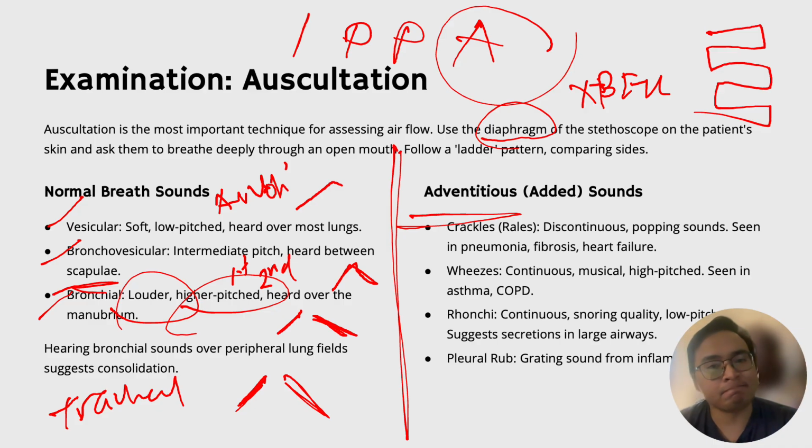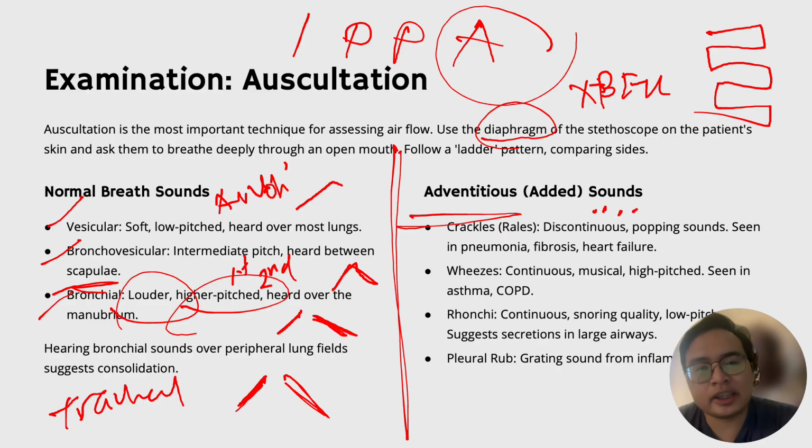Now that you know what's normal, you should also learn to identify what's abnormal, adventitious, or added. There are many different types, but the two most important ones are crackles or rales, which are discontinuous popping sounds. Think of them as dots. You could hear them in cardiac conditions as well as pulmonary conditions like heart failure and pneumonia.